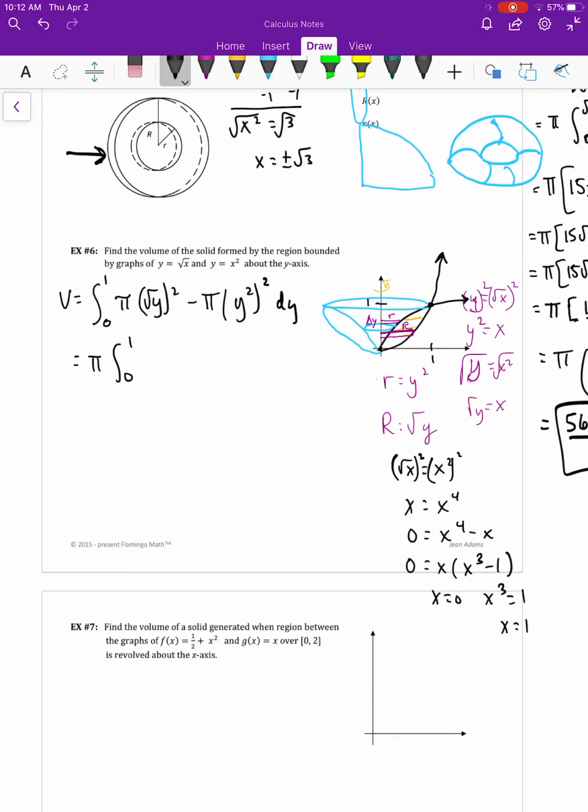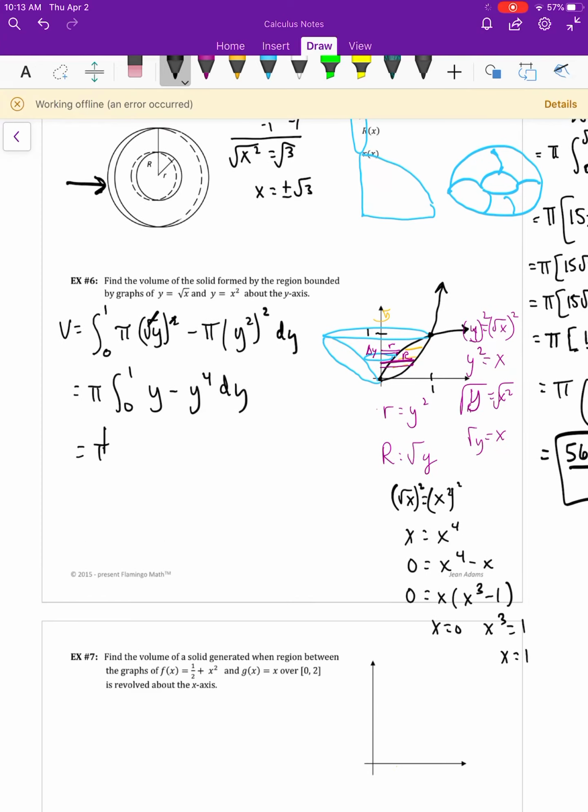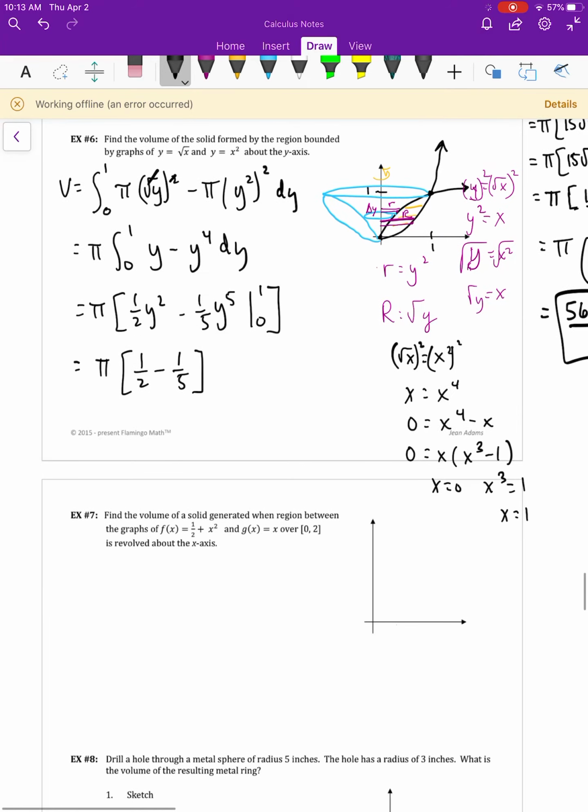Bring out the pi. Square root and the square go away. And we end up with y minus y to the 4th as our integration. And so, integrating 1/2 y squared minus 1/5 y to the 5th from 0 to 1. And so when I put a 1 in, I just get 1/2 minus 1/5. When I put 0 in, it gives me 0.